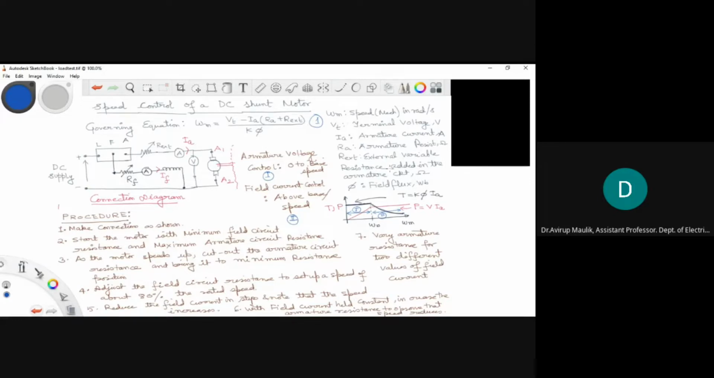So from here we can see that if we insert a non-zero value of R external, all other parameters remaining the same, the speed of the motor will reduce. On the other hand, if we keep the numerator constant by maintaining a constant terminal voltage and keeping R external and Ia constant, and we reduce the field flux, which is known as field weakening, the speed of the motor will increase.